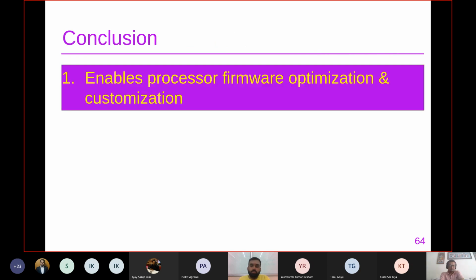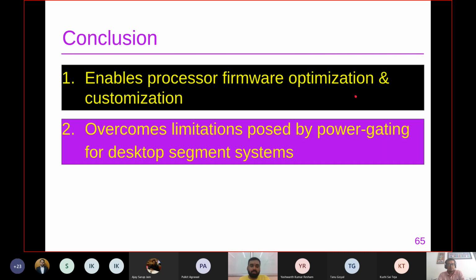So let me conclude fast. Actually, DarkGates enables processor firmware optimization and customization.